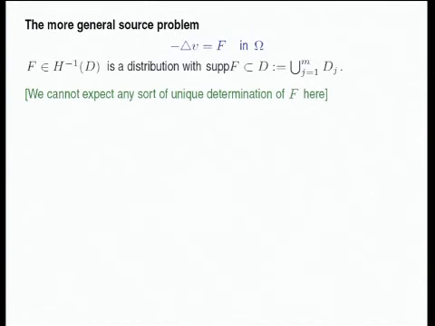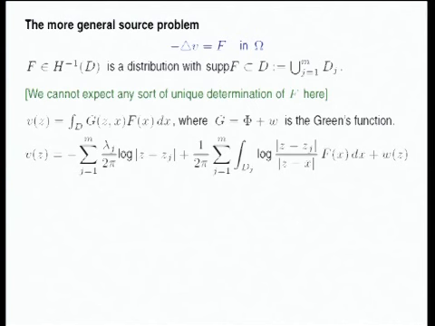Okay, humor aside, let's look at the source problem, which I promised you earlier. I want to recover an f, and if I only assume that f is pretty singular and it's got a support within my domains D, and remember from what I said, you can't expect any sort of unique determination of f here, then what you can do is write the thing in terms of Green's functions. You can write out the main term in terms of this Green's function, and you can see what you get. You basically get logs coming from that singularity, residues lambda, and poles zj.